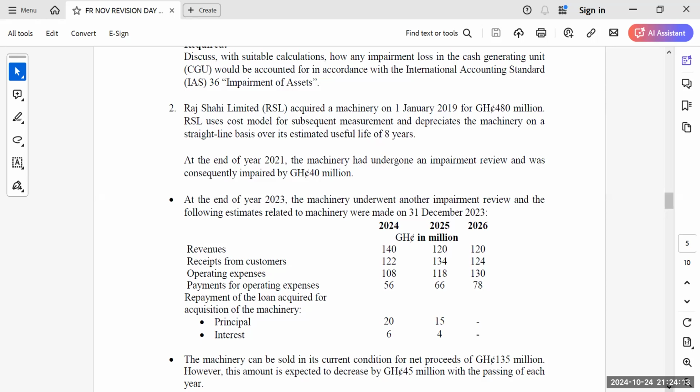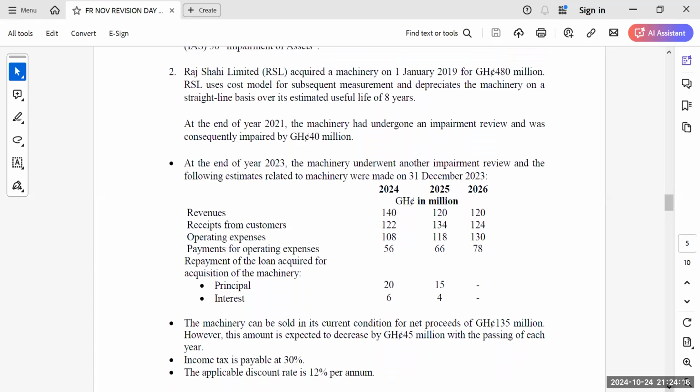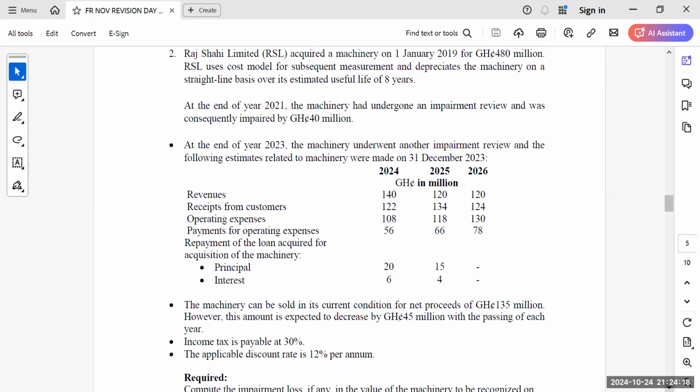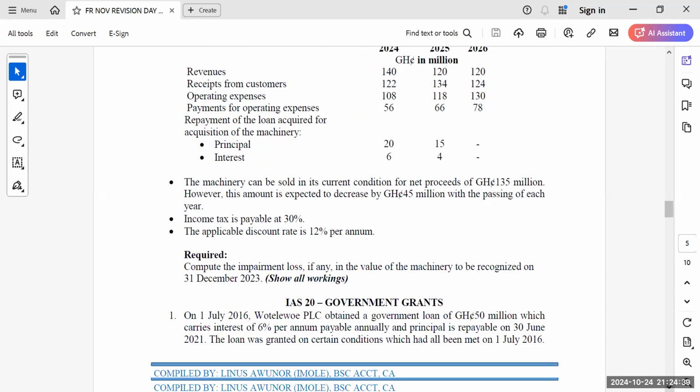1. The machinery can be sold in its current condition for net proceeds of 135 million. However, this amount is expected to decrease by 45 million with the passing of each year. 2. Income tax is payable at 30%. 3. The applicable discount rate is 12% per annum. Required: compute the impairment loss, if any, in the value of the machinery to be recognized on 31st December 2023. Show all workings.